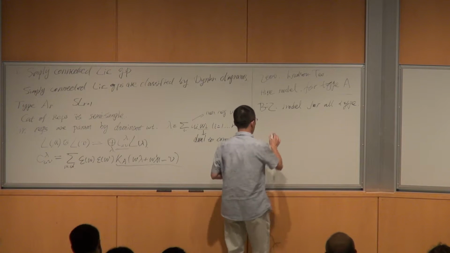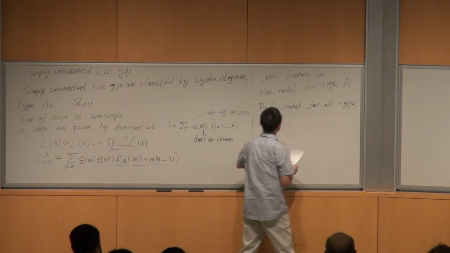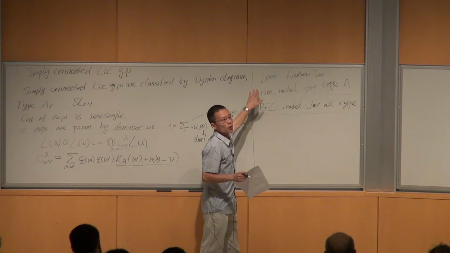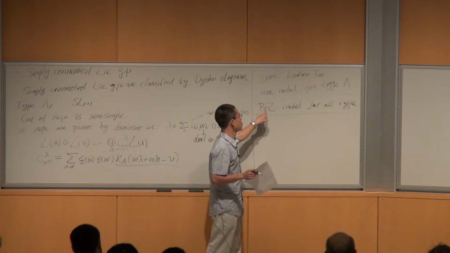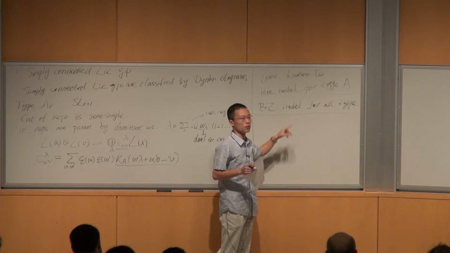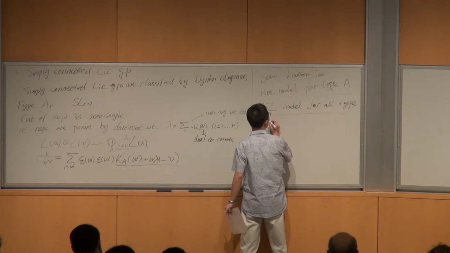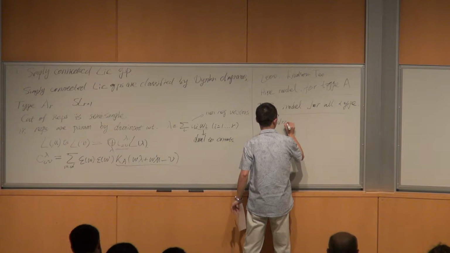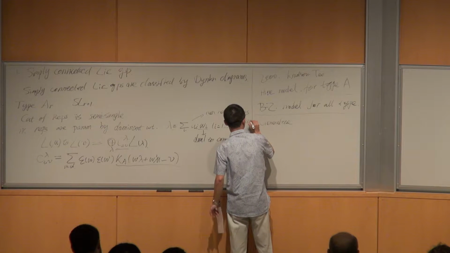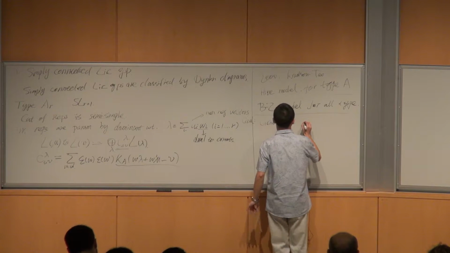So my goal is to generalize the hive model in some sense to all types, and those models will improve on Berenstein and Zelevinsky. So this is our goal: generalize the hive model.